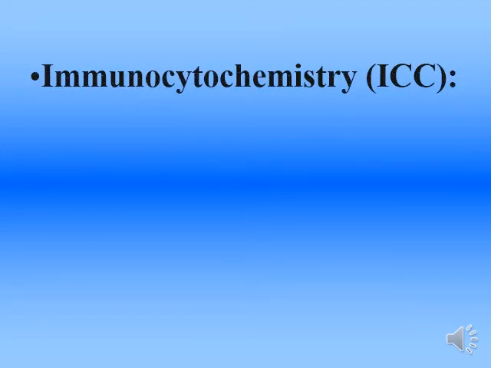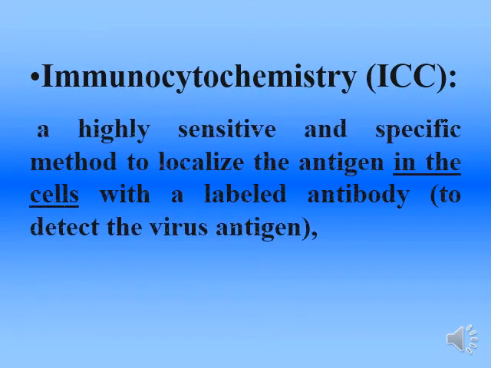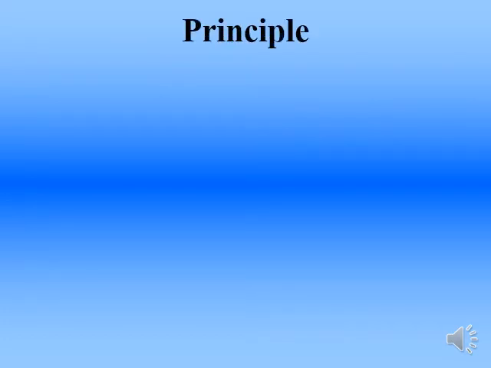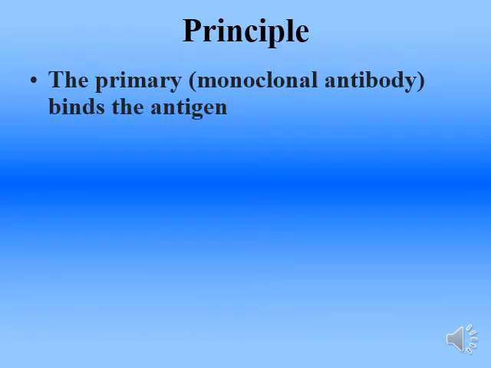الآن راح نتحدث عن Immunocytochemistry اللي هي مختصر ICC, a highly sensitive and specific method to localize the antigen in the cells. طبعا بهاي الطريقة يكون in the cells with a labeled antibody to detect the virus antigen. Also it's easy and the principles مال هاي الطريقة اللي هي the primary اللي هو monoclonal antibody binds the antigen.